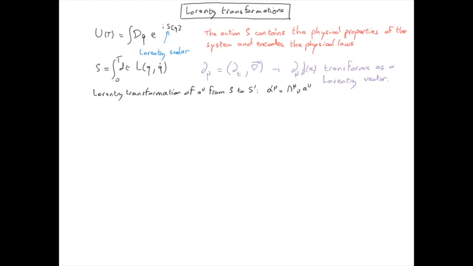Lambda cannot be any 4x4 matrix. It is constrained by the fact that the metric is the same in any inertial frame. It is a Lorentz invariant. The metric has two Lorentz indices. Therefore, it is a rank 2 Lorentz tensor and requires two lambda matrices in order to be transformed from one inertial frame to another. This property is one way to define Lorentz transformations.